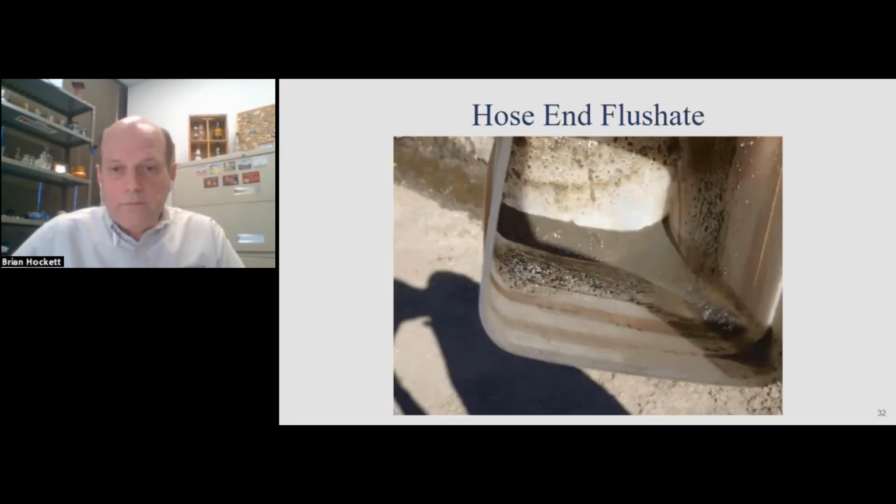It could be dirty water, or in this case, it looks pretty muddy. I had one situation where I opened the end of a hose and nothing came out for a couple minutes. And then all of a sudden, it started oozing out the end of the hose. And he told me he hadn't flushed it in probably a year. It was pretty bad.